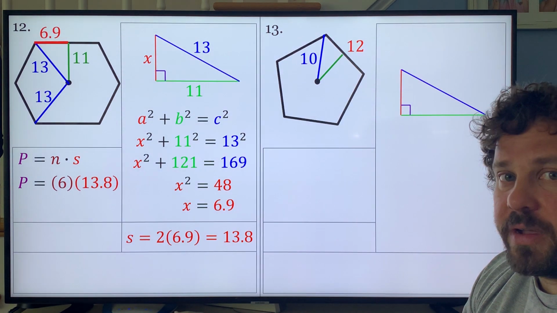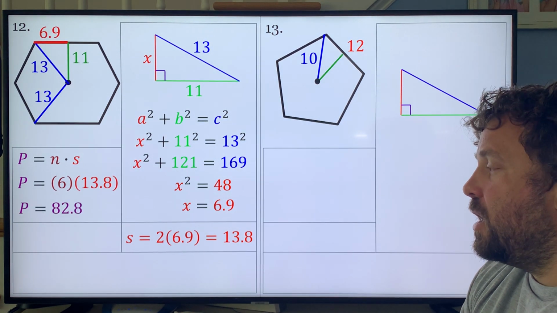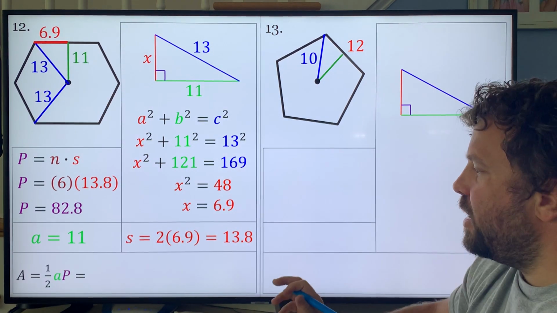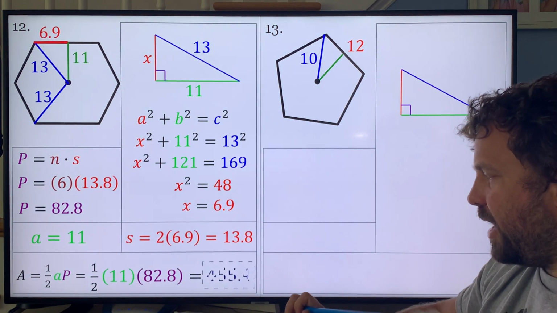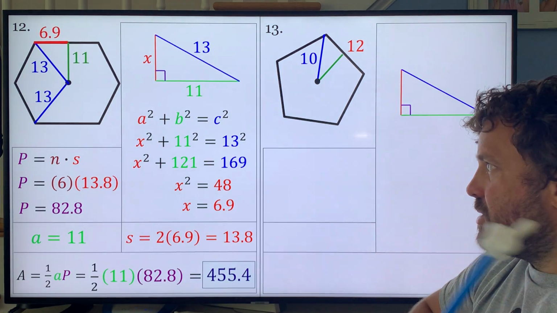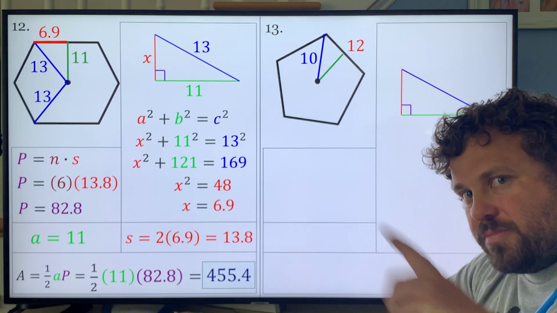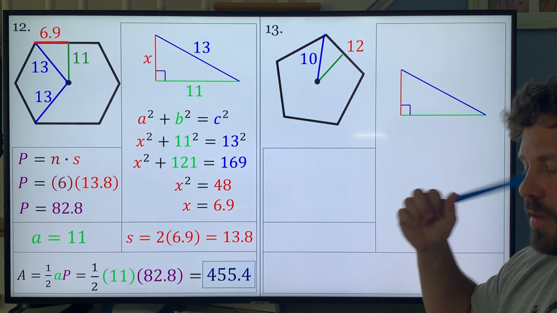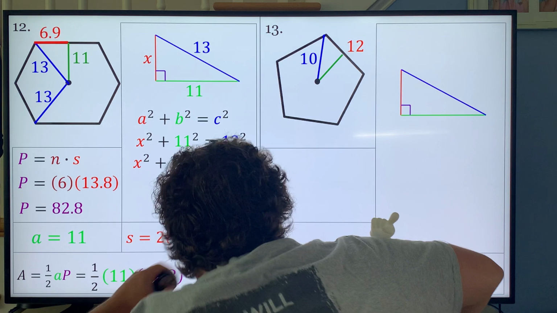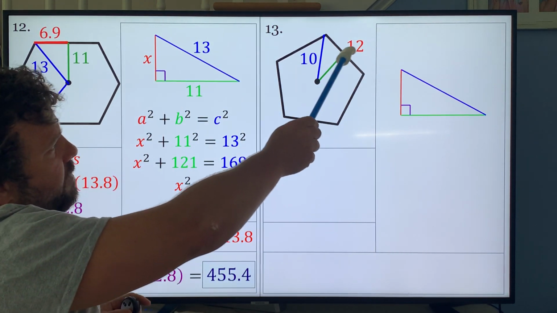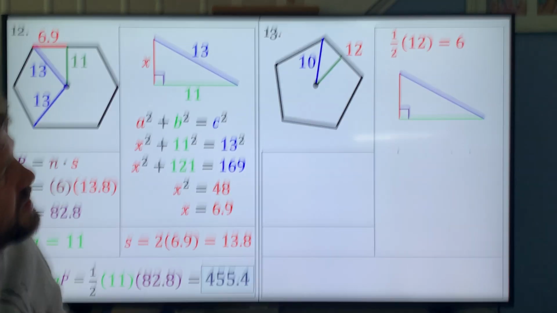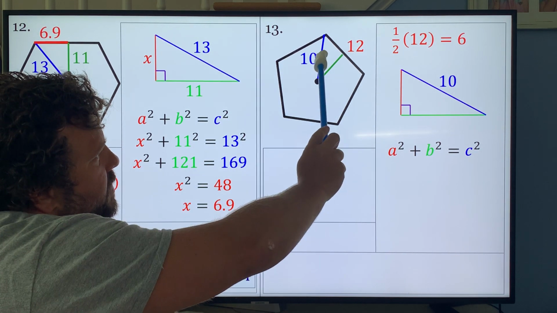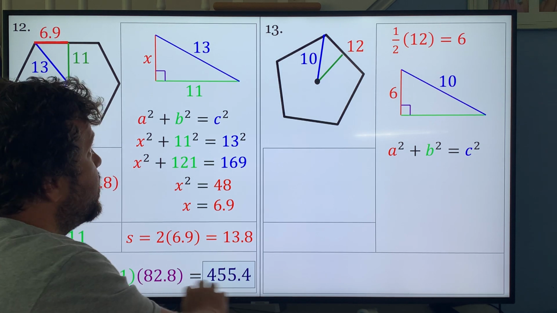13.8 times 6, don't forget to multiply it by the number of sides. 82.8. Apothem here was 11. 1/2 of 11 times 82.8, and you get 455.4 as an answer. Good? Awesome. Last one. You need to find the apothem. So you're given 12 here. Half of 12 is 6. So you got 6, 10, which is my radius, 6, which is right there.